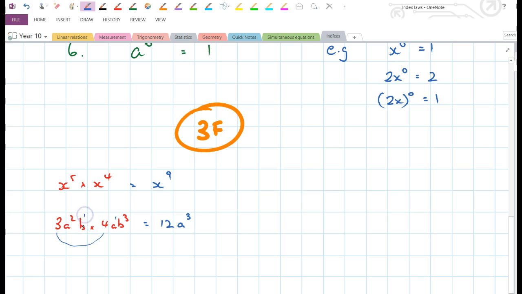Again, you had a little invisible 1 there for the b. b times b to the power of 3 is b to the power of 4. So that's how we would do that particular example.